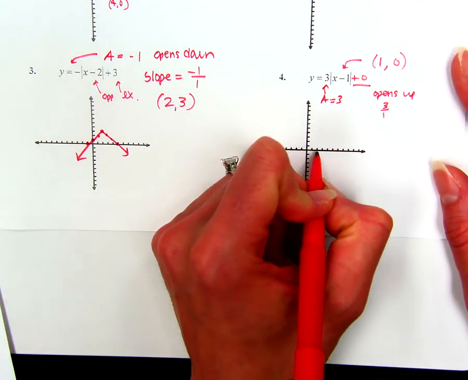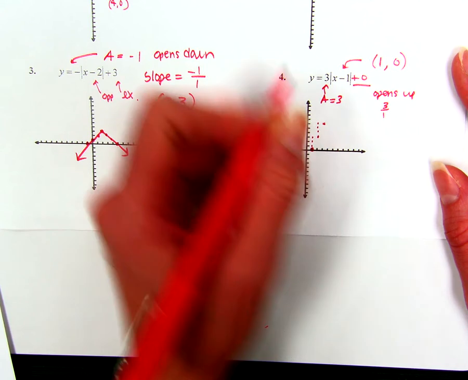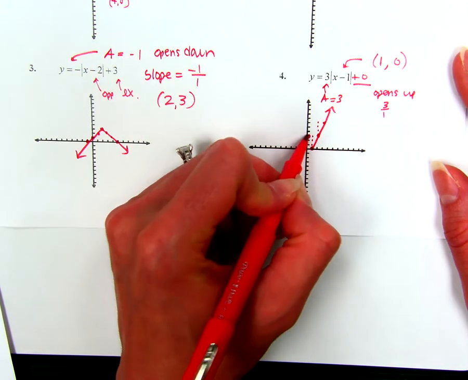All right, so I'm going to start at 1, 0, and I'm going to go up 1, 2, 3 over 1, 1, 2, 3 over 1. And then same thing, up 3 over 1 to the left.